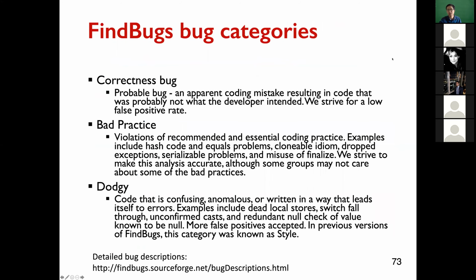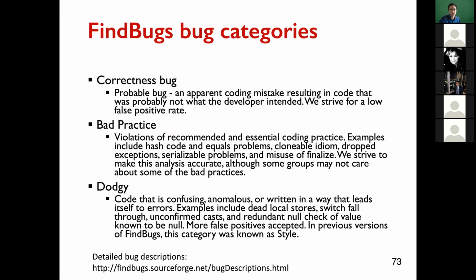The first category is a correctness bug, which is an apparent coding mistake. For example, when a double equal should be used, you use a single equal. That's a correctness bug. This will result in wrong code behavior.